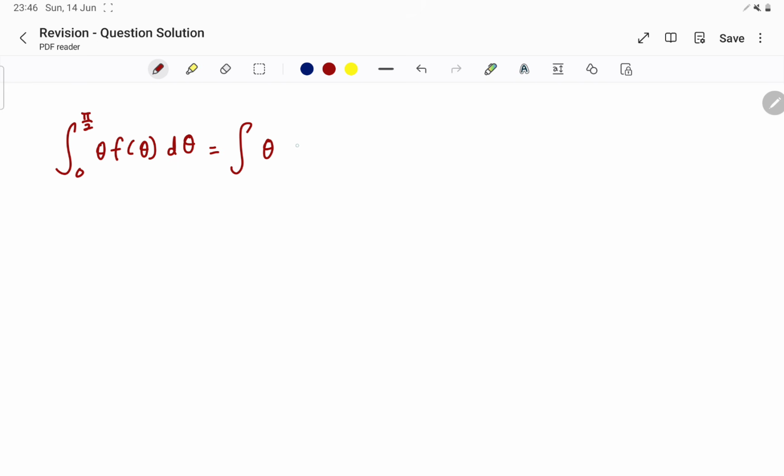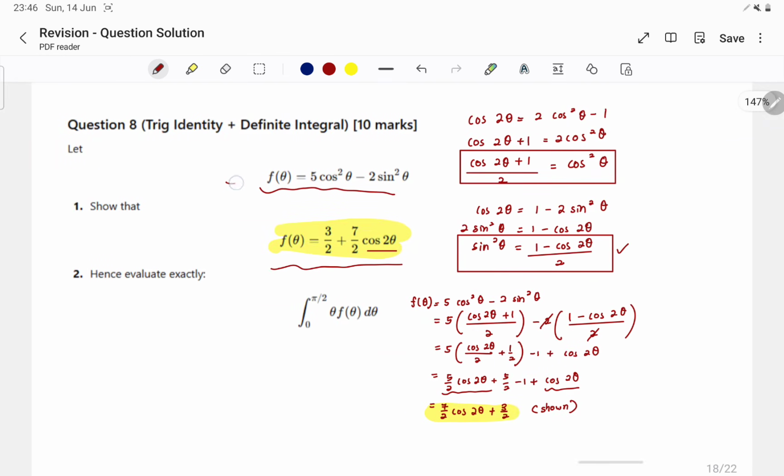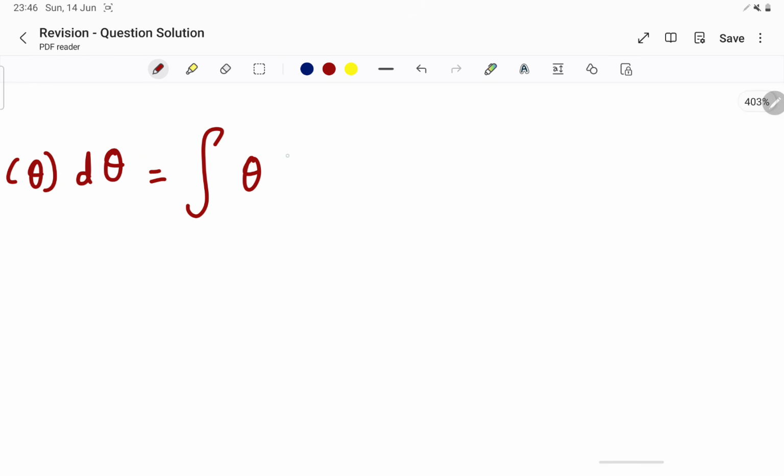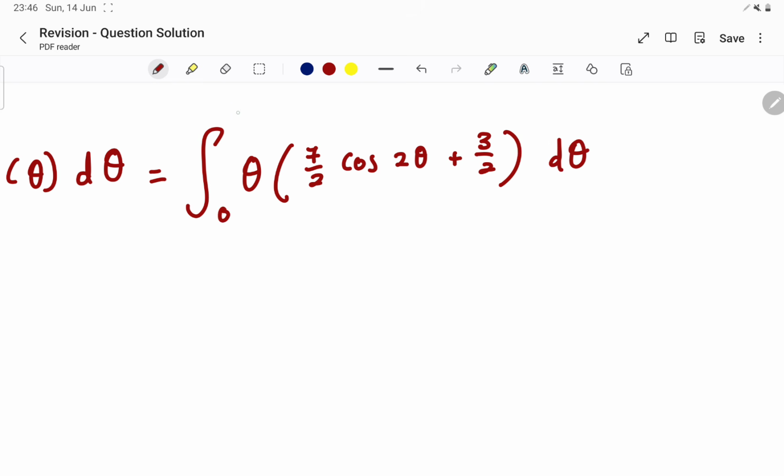Here, I have θ multiplied with f(θ), which should be the one that we have shown earlier, the one that we have proven. Instead of substituting the first one, it's easier for you to use the second one that we proved earlier. So you're going to get 7/2 cos 2θ plus 3/2, and then integrate with respect to θ, starting from 0 until π/2.